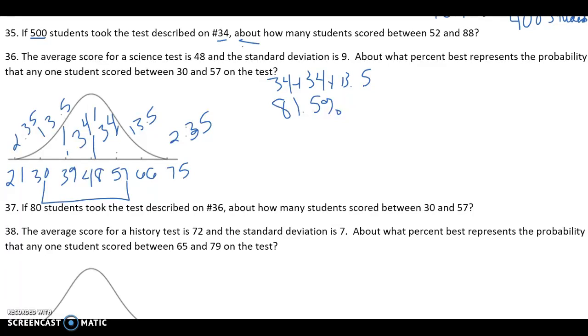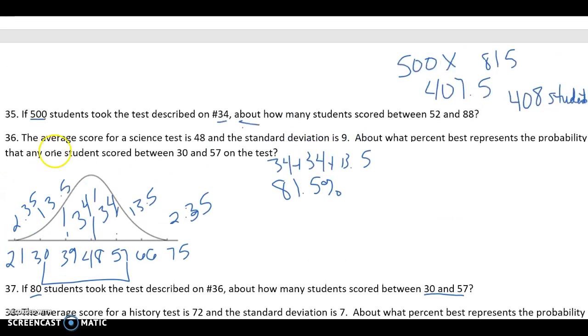If 80 students took the test described on 36, how many students scored between a 30 and a 57? Okay. 80 people took it. What did we do last time when we had 500 people taking it? Scroll up and look. I did 500 times the 81.5.